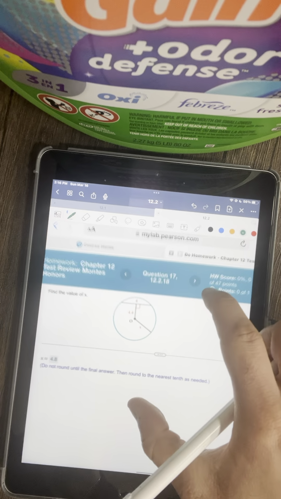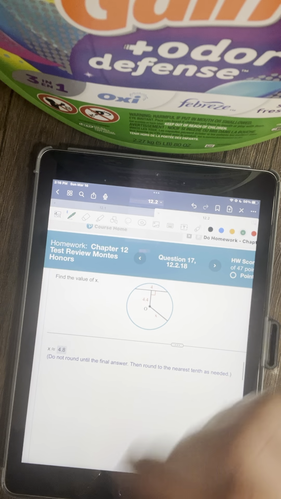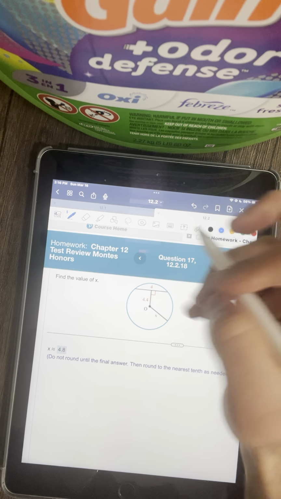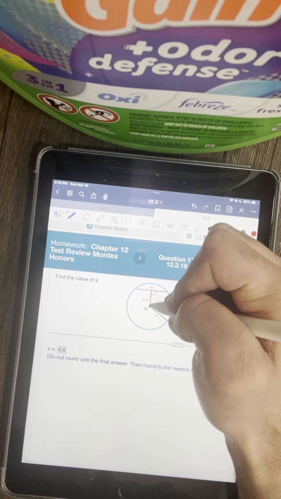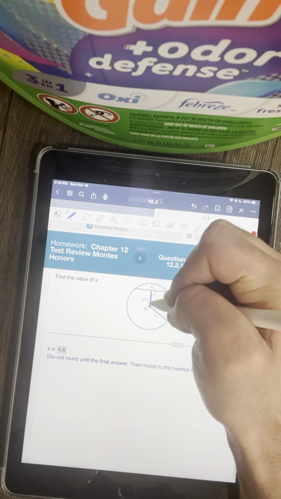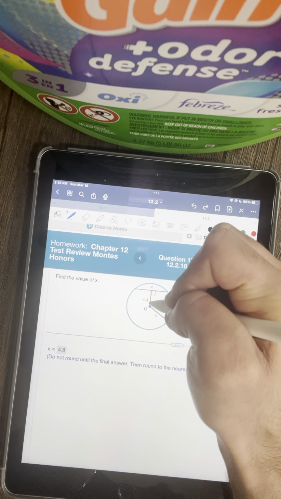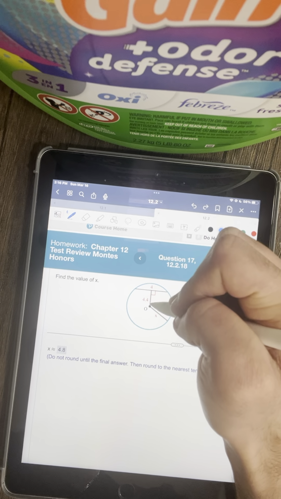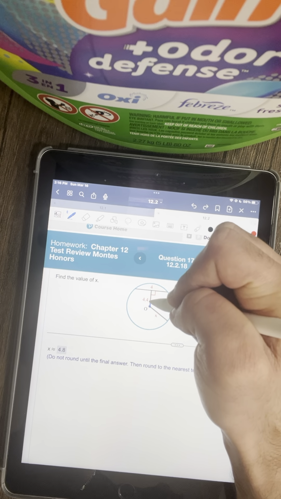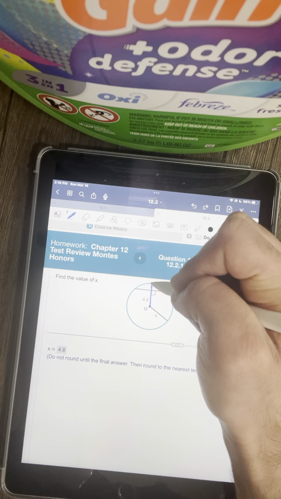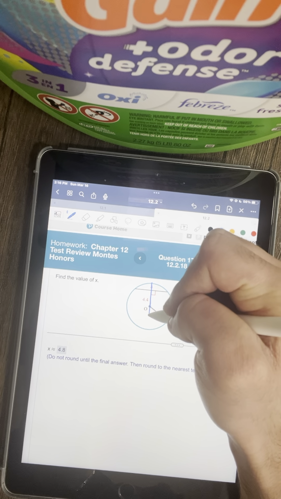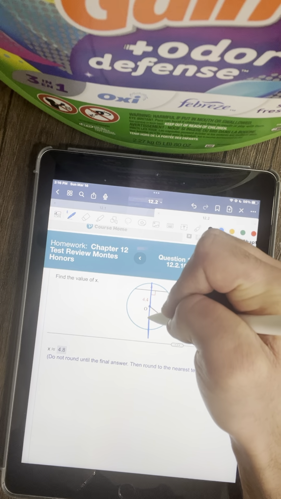Okay, so let's look at this one. Find the value of x. All right, well, I know, or we should know, that this is just an incomplete diameter, right? Because if this goes from here to here, what if I were to extend this over here? This will be a diameter.